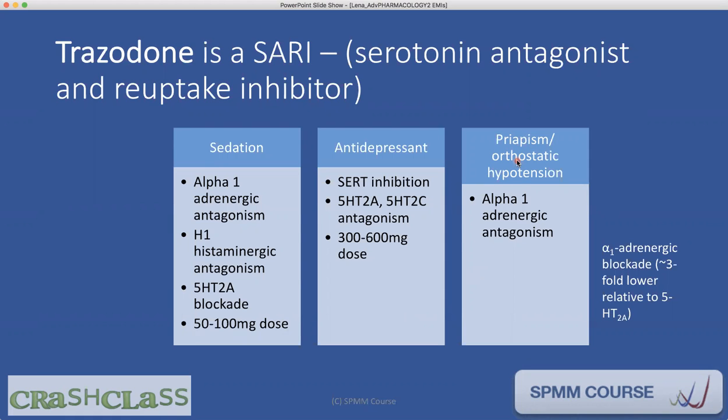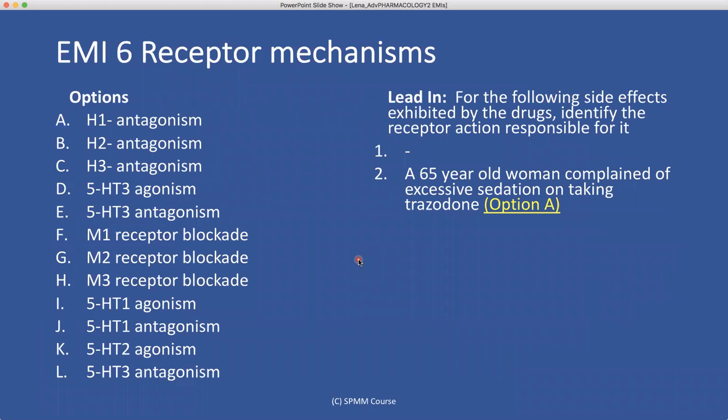Side effects like priapism and orthostatic hypotension occur due to alpha-1 adrenergic antagonism. Remember, the alpha-1 antagonism is actually relatively lower compared to the 5-HT2A effect. This is why the side effects are not as common as the beneficial antidepressant effect. So question number 2, option A, H1 antagonism can be chosen as the reason for sedation. Given alpha-1 blockade, you could choose that as well, but in this option set, you don't have that. So go for H1 antagonism.